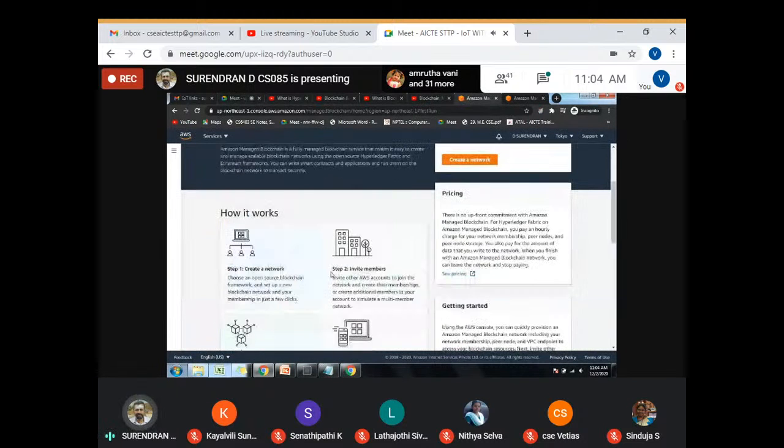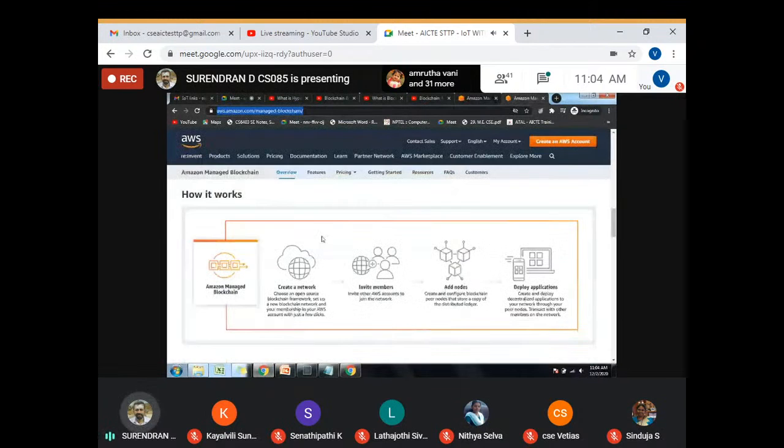So how it works is this way. Now here you have the Amazon managed blockchain. With that you can create a network. You can choose an open source blockchain framework, set up a new blockchain network, and your membership in your AWS account with just a few clicks. And then you can invite your members or the partners of this particular blockchain. Invite other AWS accounts to join the network.